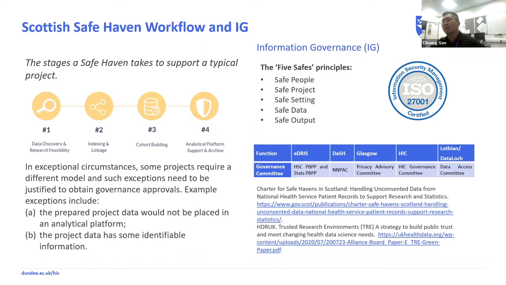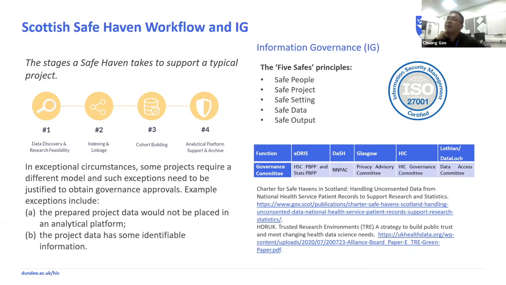There are exceptional circumstances. For instance, if prepared project data would not be hosted in analytical platforms, or the project data actually contains some sort of identifiable information. For those kinds of exceptional circumstances, Safe Haven does support projects like that, but we do require the project to go through quite a bespoke governance approach to get the governance checked.